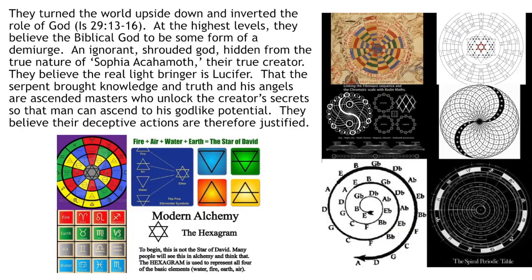They turned the world upside down and inverted the role of God. At the highest levels, they believed the biblical God to be some form of a demiurge, or an ignorant, shrouded God hidden from the true nature of Sophia Achamoth, their true creator. They believe the real light bringer is Lucifer, that the serpent brought knowledge and truth, and his angels are ascended masters who unlock the creator's secrets so that man can ascend to his godlike potential. They believe their deceptive actions are therefore justified.